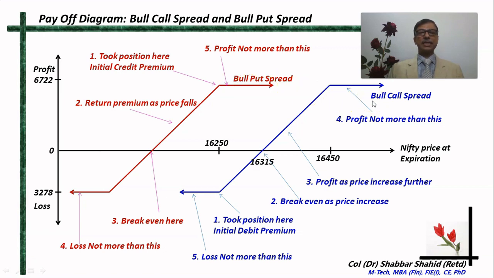But the difference is in the perception. In this case, you will gain only if Nifty goes up. But if Nifty remains at the same position, you are losing. If Nifty goes down, you are losing. In case of bull put spread, you do not want Nifty to go down. If it remains at the same position, still you are happy, because if it remains here, still you are retaining the premium. If it goes up, again you are retaining the premium. You just don't want the Nifty to go down.